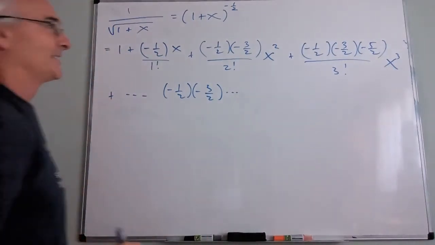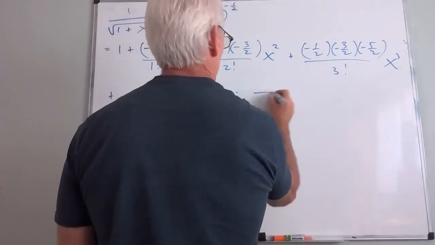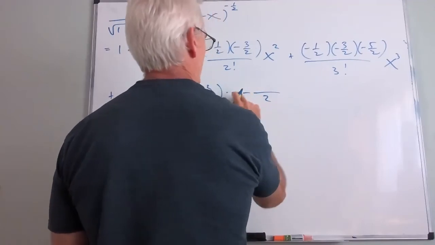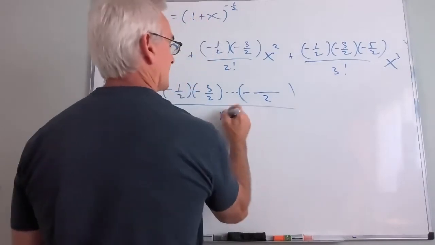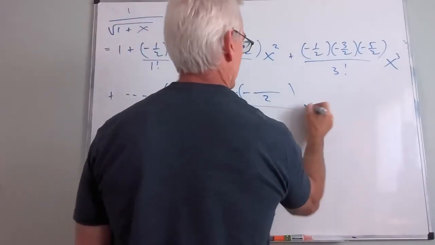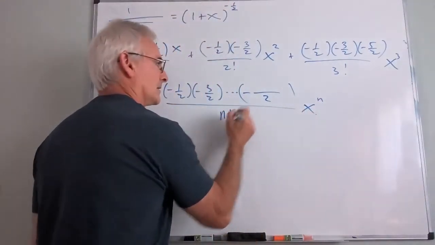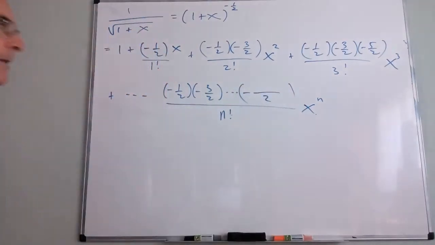Oh, wait a minute, won't it? It's going to be some number of halves. Okay, do we agree there's going to be negative some number of halves? That's going to be an n factorial. That's going to be an x to the n. Do we agree with that? What goes there? I put the negative in front.